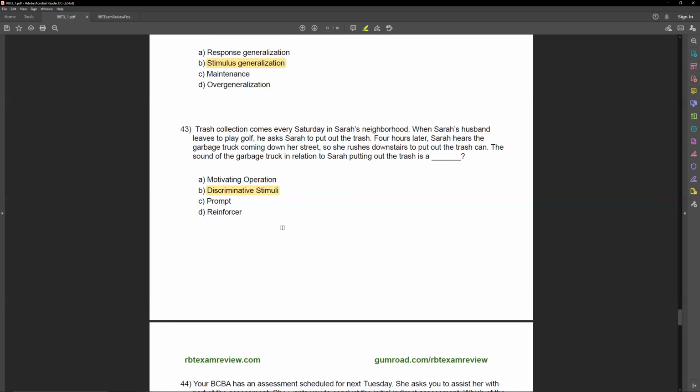The reinforcement here is putting out the trash and getting the trash picked up, right? That's always there. Hearing the garbage truck doesn't alter the value of getting her trash picked up, right? It simply signals to Sarah, okay, now reinforcement is available in the form of the garbage truck picking up my trash, okay? Very simple ABC question, okay? Again, if you're struggling with any of these questions, go back to our task list study guide, okay?